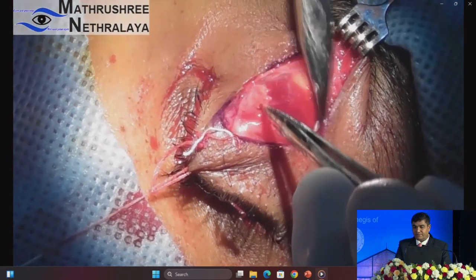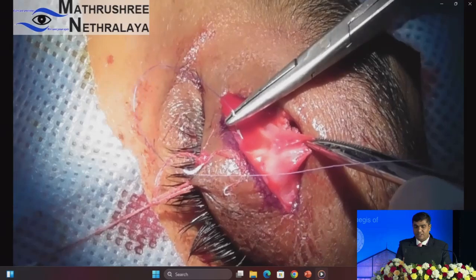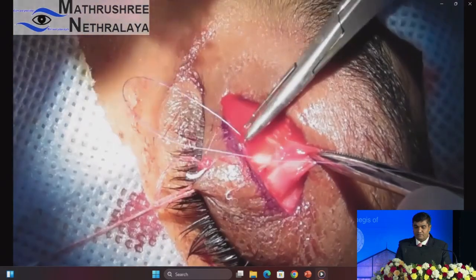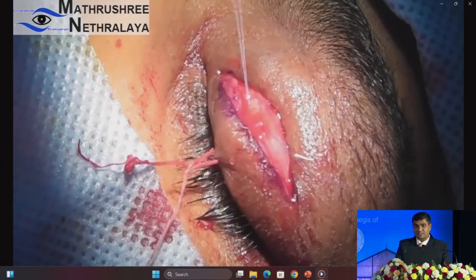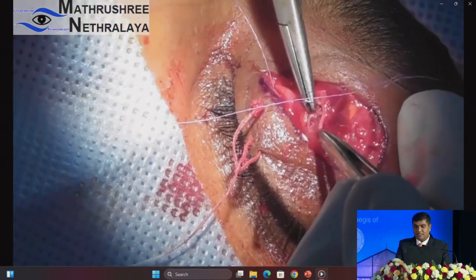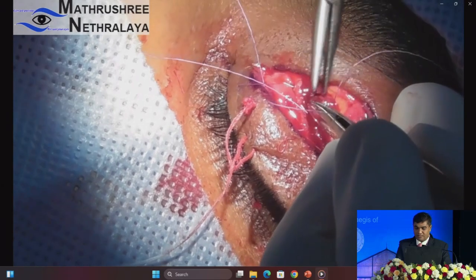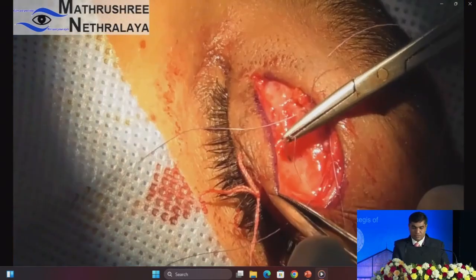Then the orbital fat, we can see it. Below the orbital fat, you have the LPS, and between conjunctiva and LPS, either plication or LPS resection is done. Central, medial, and temporal sutures, we generally put. And skin is closed.